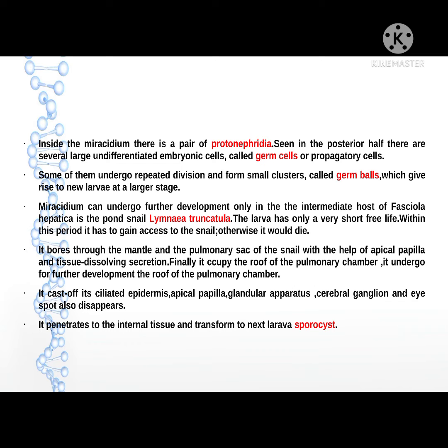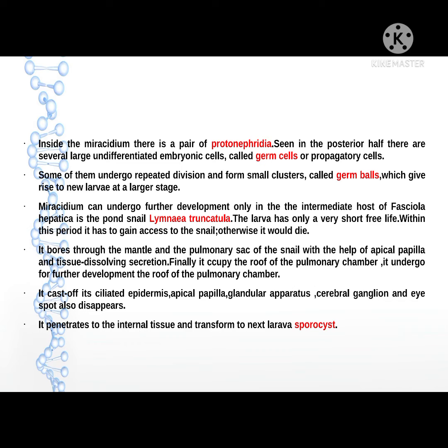Miracidium can undergo further development only in the intermediate host. The intermediate host of Fasciola hepatica is the pond snail Limnaea truncatula. The larva has only a very short free life. Within this period, it has to gain access to the snail, otherwise it would die. It bores through the mantle and the pulmonary sac of the snail with the help of the apical papilla and tissue-dissolving secretion.